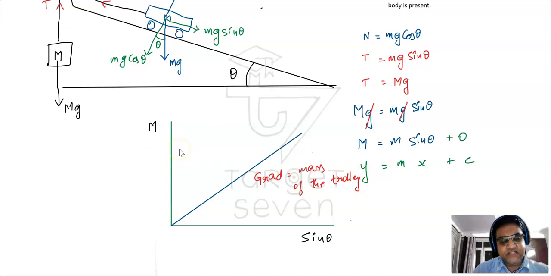So this is a very simple experiment, can be conducted, and we could always verify the experimental gradient versus the theoretical gradient by measuring the mass of the trolley on a digital balance. Compare the two of them to determine the error in the entire experiment. Let's check how that can be done in the next video.